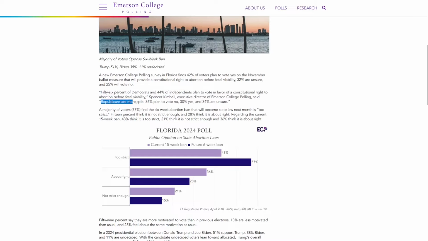With Republicans, 36% are going to vote no, 30 yes, and 34 are unsure. Now, for a constitutional amendment to pass in Florida, last I checked, it does have to pass with 60% of the vote. So this is going to take some more support for it to hit that target.